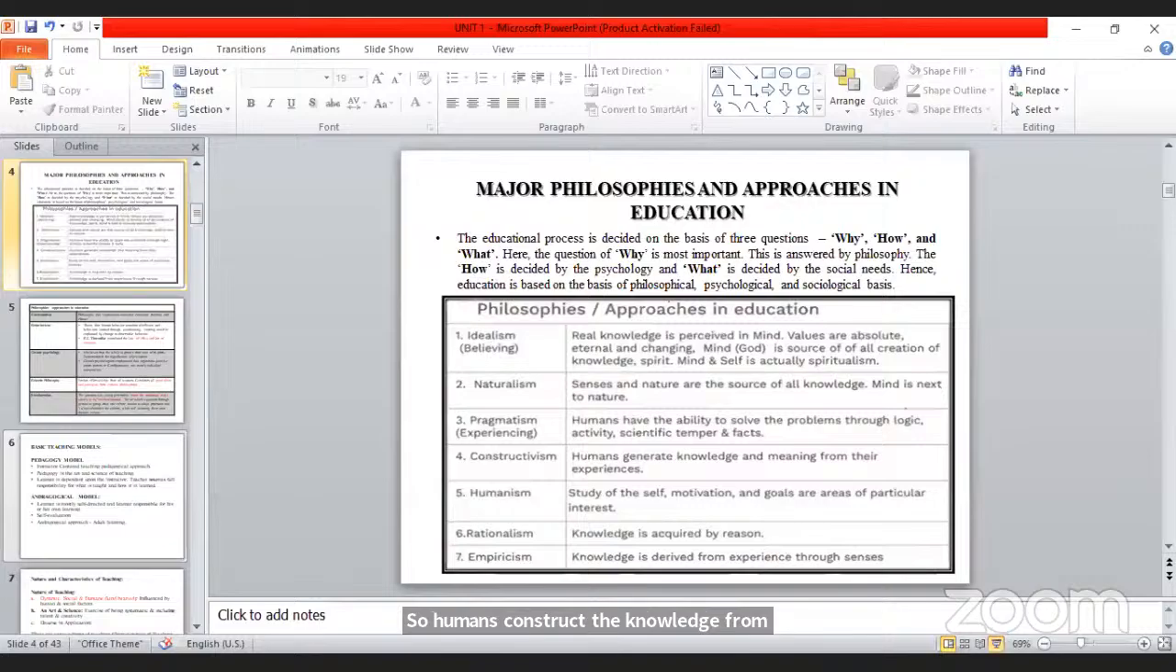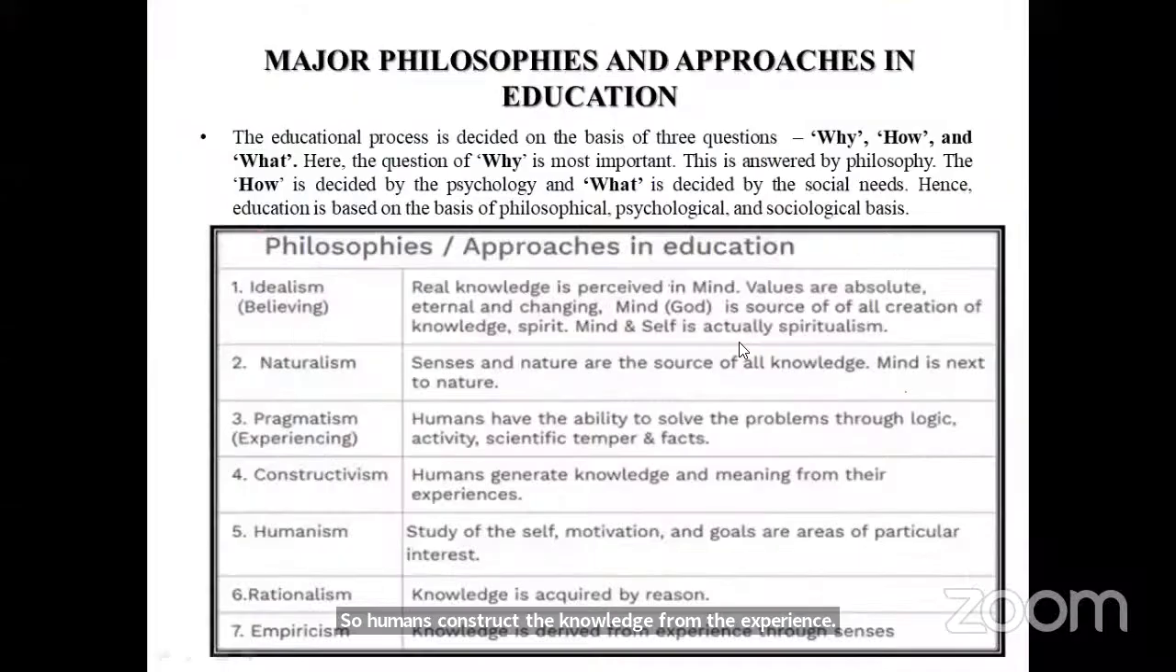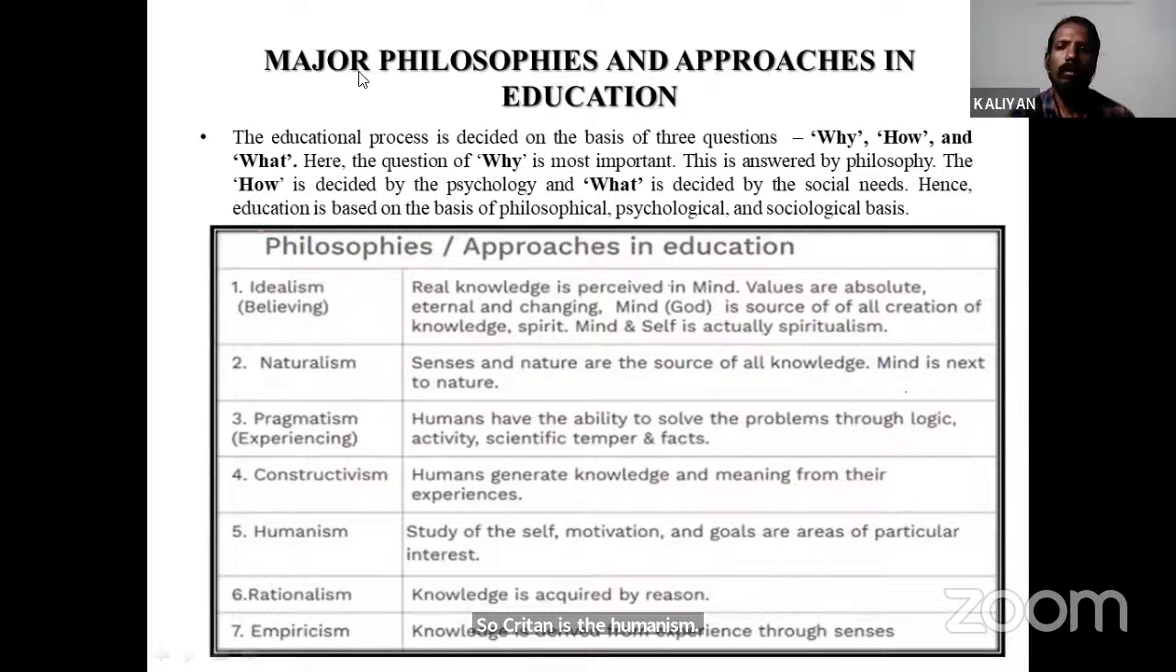So the fifth one is humanism. The study of self-motivation and goals are areas of particular interest. So this is humanism. In rationalism, knowledge is acquired by reason. So by reason we acquire the knowledge, that is called rationalism. And empiricism is knowledge derived from experience through the senses. So we acquire the knowledge through experience through the senses.